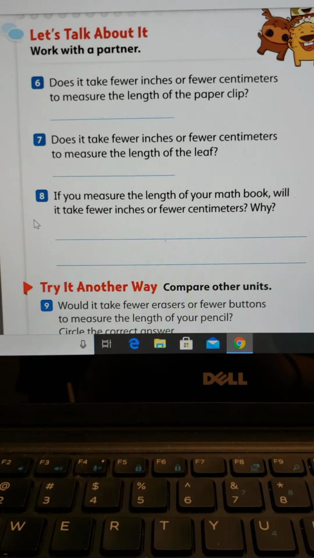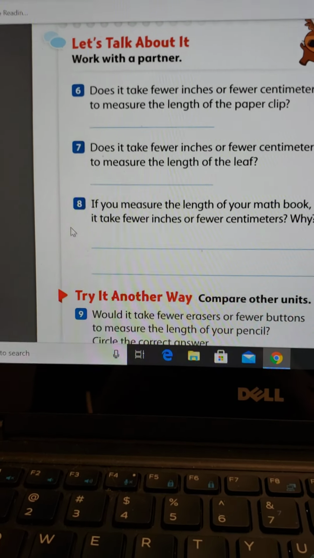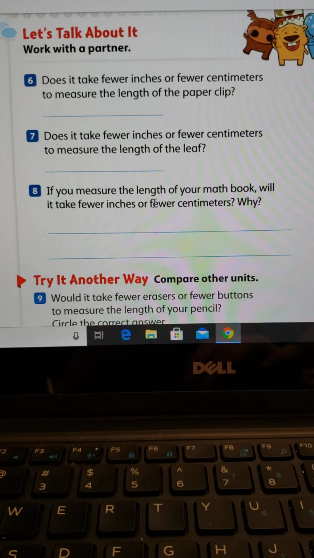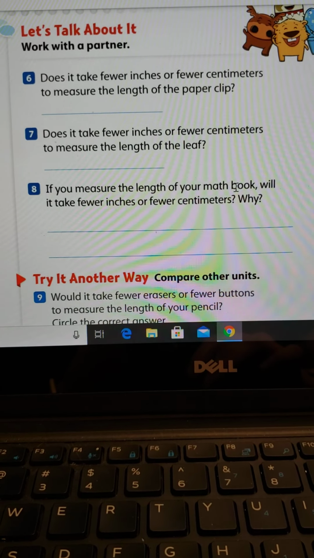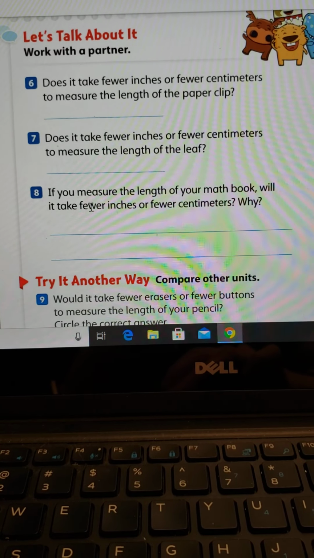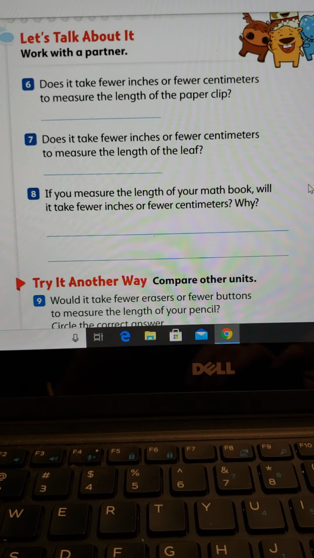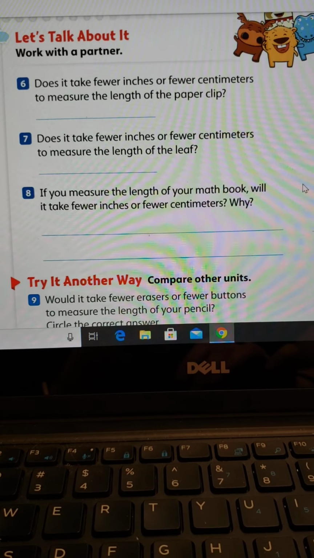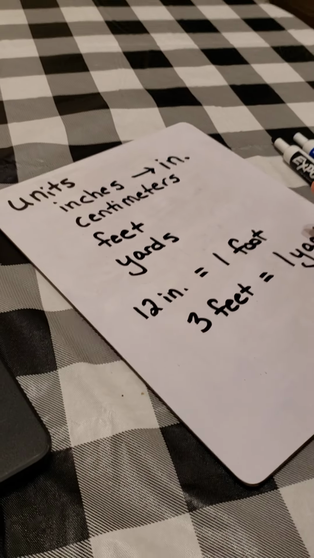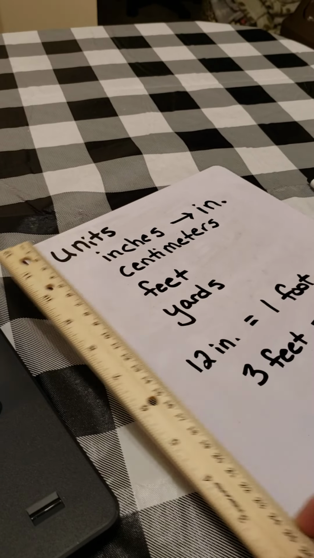Now, number 8 is just going to be a thinking question. We're not actually going to measure it, but we're going to imagine that we are measuring the length of our math book. Okay, it says, will it take fewer inches or fewer centimeters? So if I had my math book, let's just pretend for a moment that my whiteboard right here is about the size of my math book. So let's take a look.